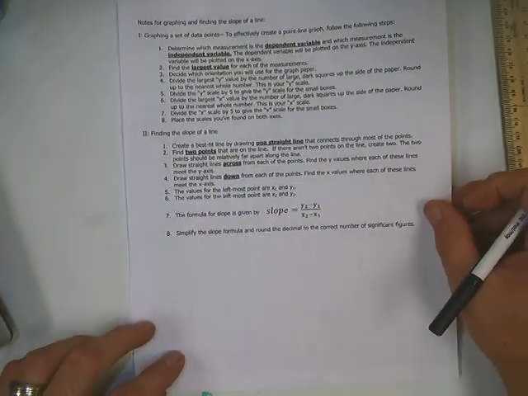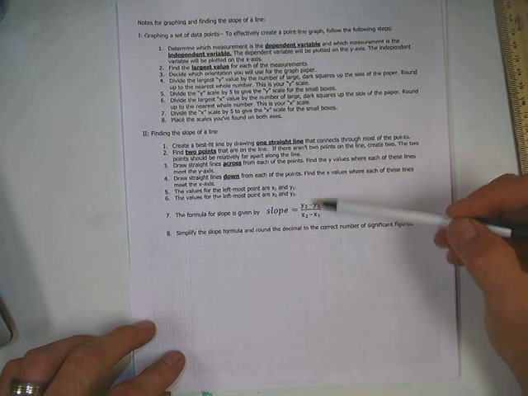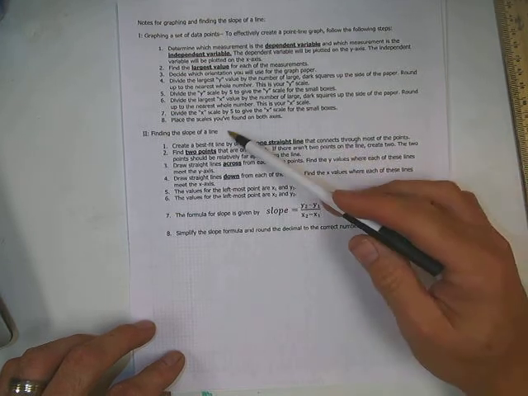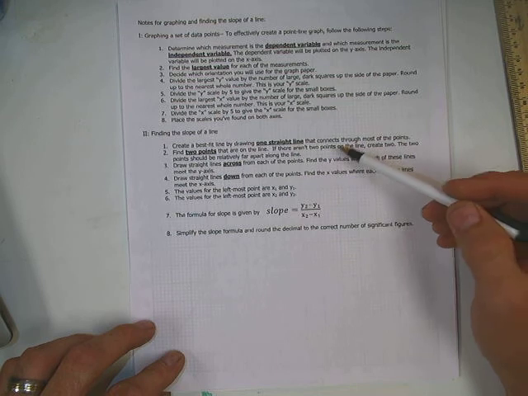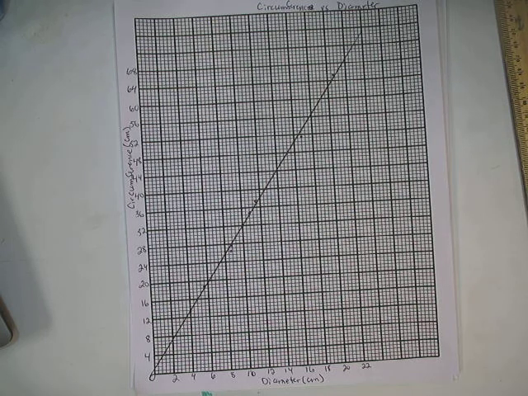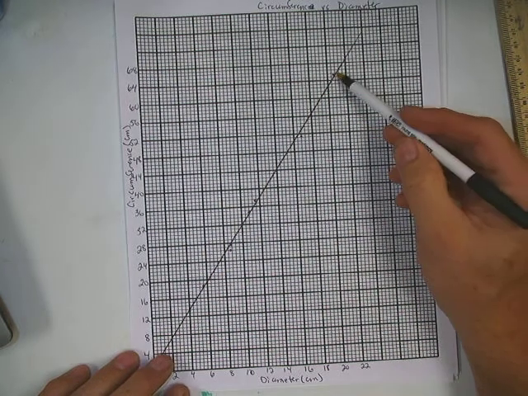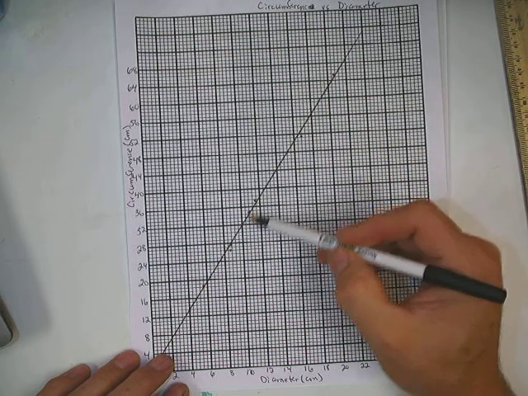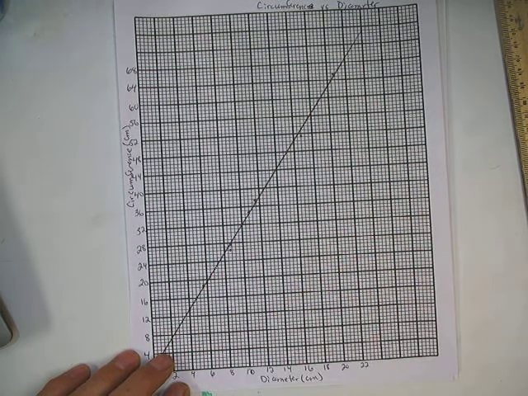Before I go any further, I should refer back to these instructions. I'm doing the bottom set on this page of instructions, called Finding the Slope of a Line. I've already done step one, creating the best fit line. Now what I need to do is find 2 points that are on this line. If I look at my original data points, 1, 2, 3, 4, 5, 6, 7, 8, I notice none of them are on the line.